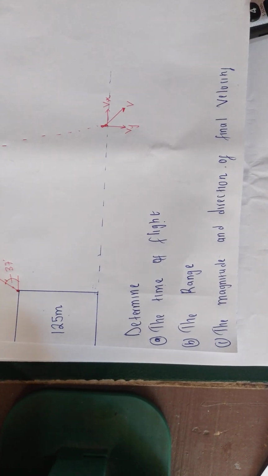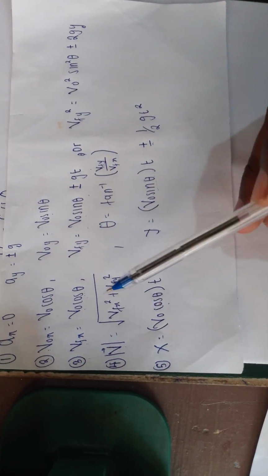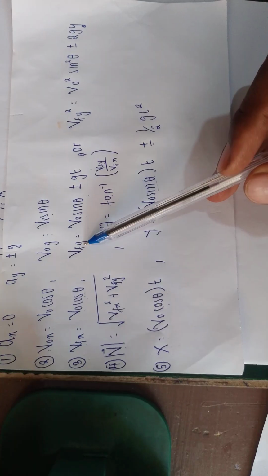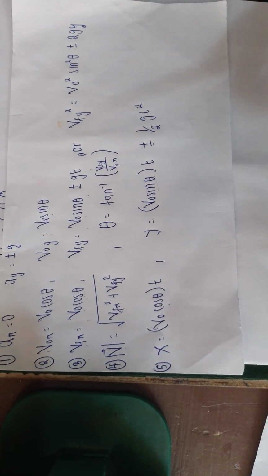And then the last one is the magnitude and direction of the final velocity. So we want the magnitude and direction of the final velocity. Again, we're just using these formulas here. You need to calculate the final velocity in the x and the final velocity in the y. So start with the one in the x.